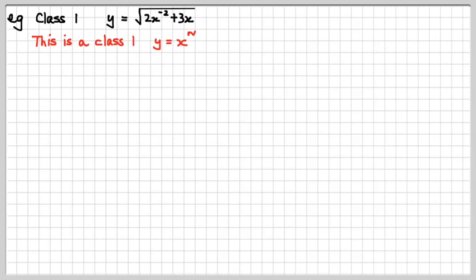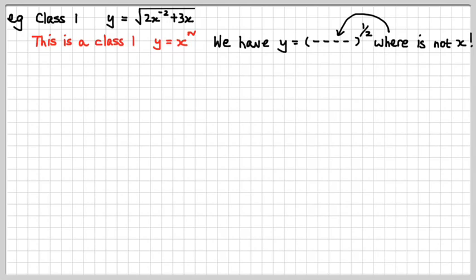It's of the class y equals x to the n, where in this case n would be a half. So we've got y is something to the half, where the something is definitely not x. It's a monstrosity. However, we're going to whittle it down to size with the beautiful chain rule. So I'm going to let u equal that complicated monster thing. So u equals 2x to the minus 2 plus 3x, and then y becomes u to the half.